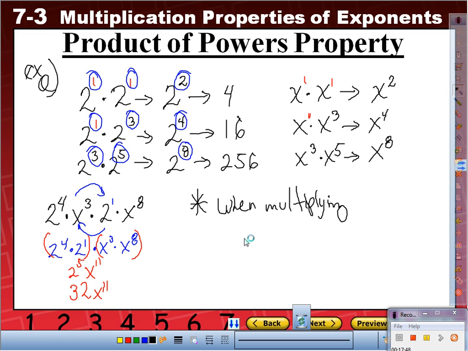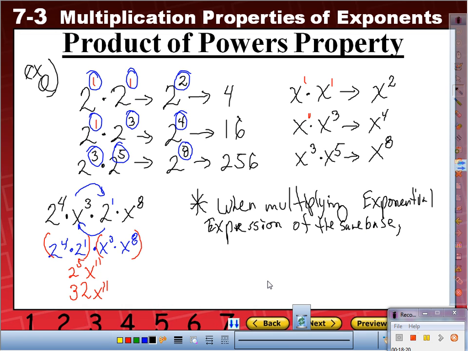When multiplying, what is the main concept for today? Exponential expression. So when multiplying exponential expressions, and you said that it only worked if they have the what? Exponential expressions of the same base, comma, what do we do?